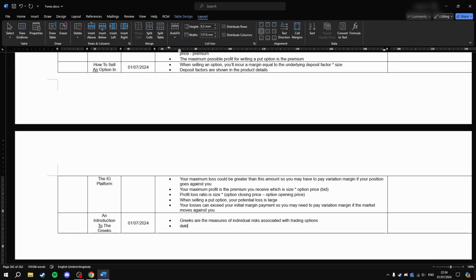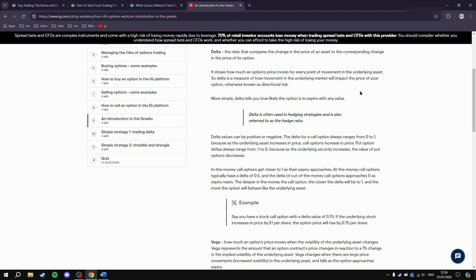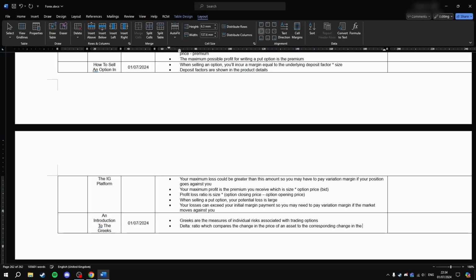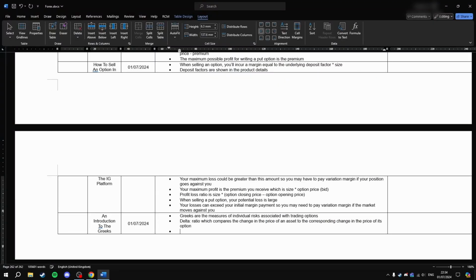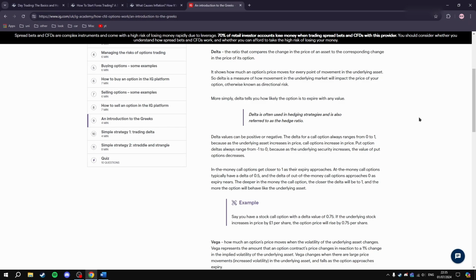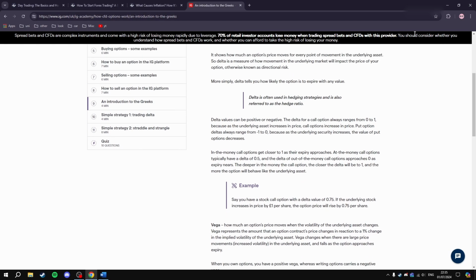Delta is the ratio which compares the change in the price of an asset to the corresponding change in the price of its option. It shows how much an option's price moves for every point of movement in the underlying asset. So delta is a measure of how movement in the underlying market will impact the price of your option, otherwise known as directional risk.